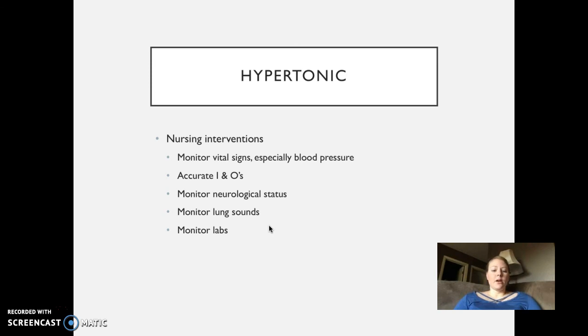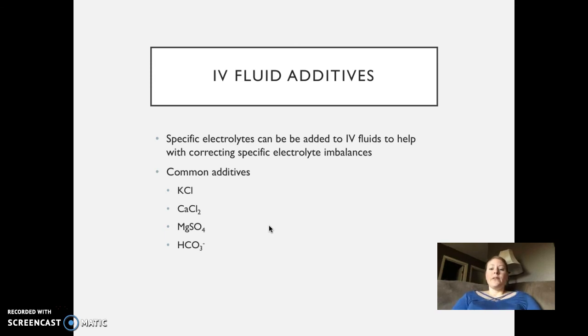Accurate I's and O's. Monitoring your neurostatus is very important. Monitoring lung sounds, again, we're increasing the fluid volume. And then monitoring labs. IV fluid additives can also be used. Usually it's like normal saline, D5LR, half normal, just depending on what our patient needs. But specific electrolytes can be added to them to help with correcting those specific electrolyte imbalances.